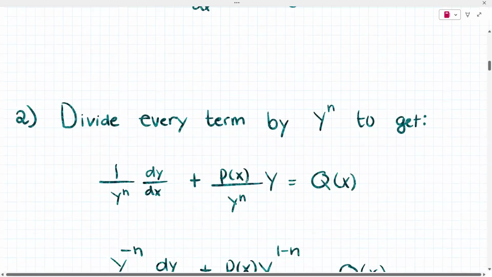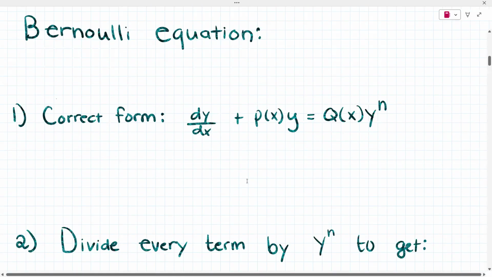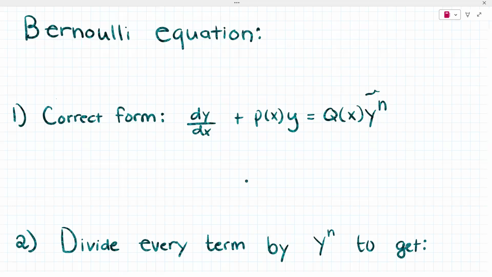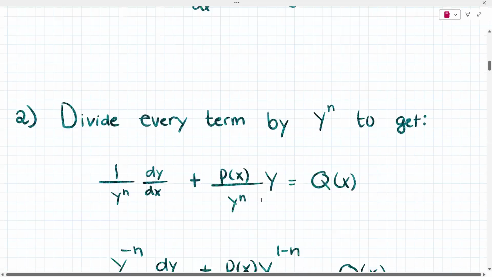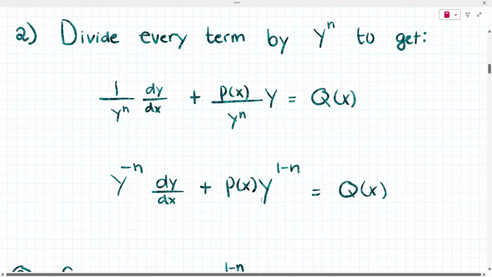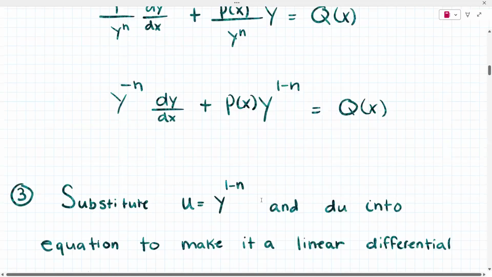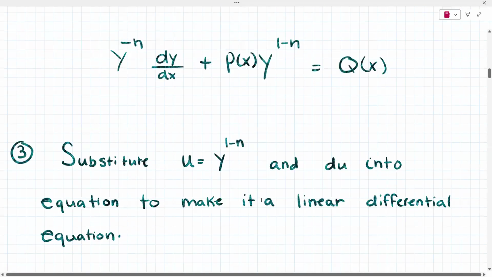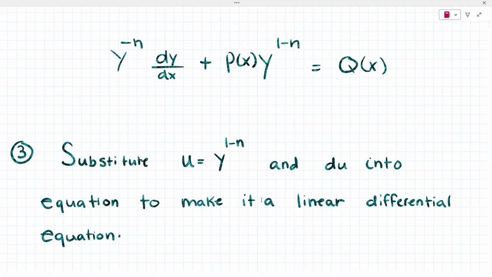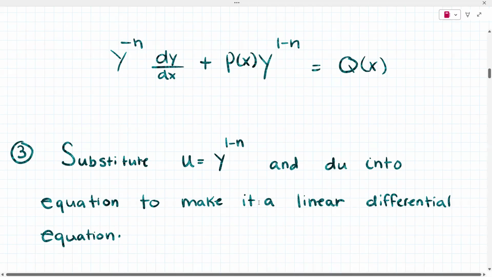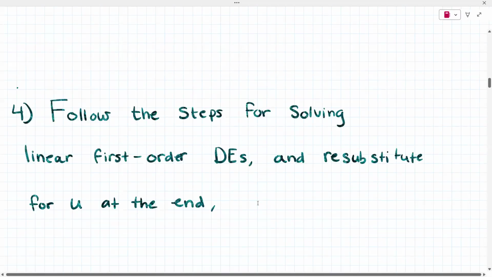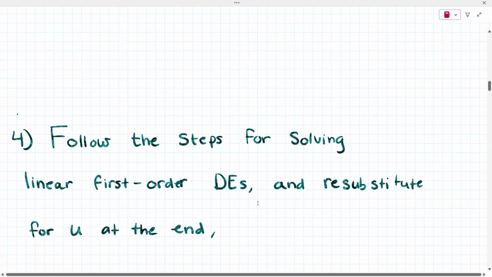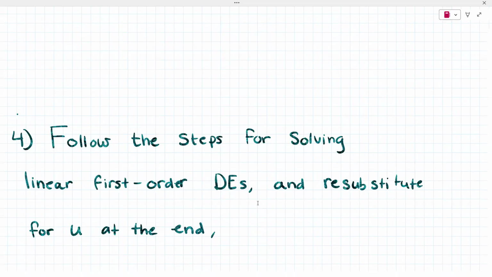Step two, divide each term by y raised to the n. Basically, whatever n is, divide each term by y to the n. Step three, substitute u with y raised to the 1 minus n, and du, into the equation to make it a linear differential equation. Step four, follow the steps of solving a linear first order differential equation and resubstitute for u at the end.